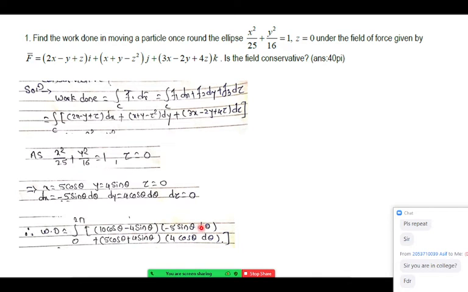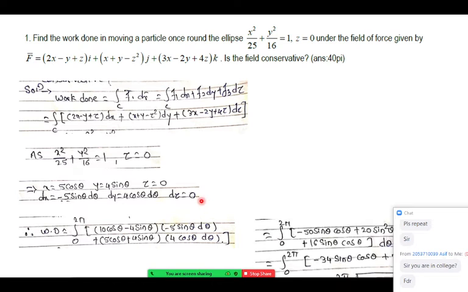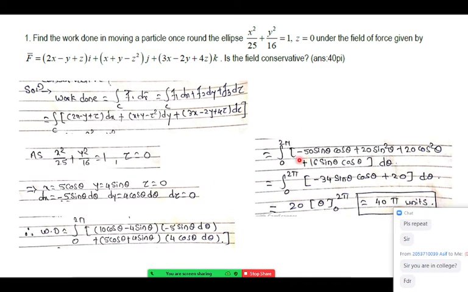So we can simplify. Take d theta common and let me simplify this. So the next step will become like this. You will observe 10 into minus 5 is minus 50 sine theta cos theta. Then this is 6 plus 20 sine square theta. Then here 20 cos square theta and 16 sine theta cos theta. So if we simplify the first and last term, it becomes minus 34 sine theta cos theta, plus sine square plus cos square is 1. So it is 20 d theta.